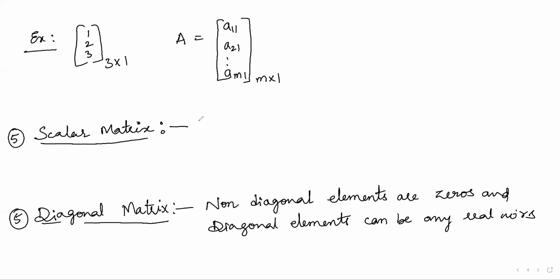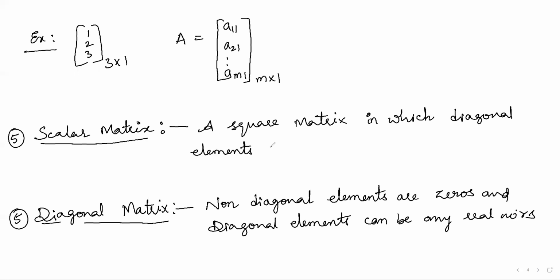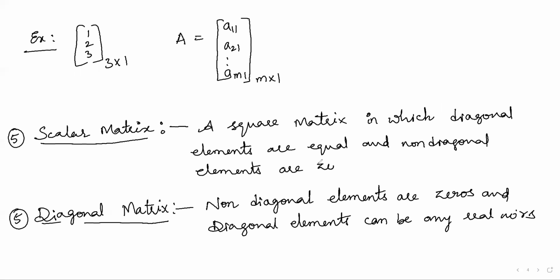Now, scalar matrix. What does scalar matrix mean? A scalar matrix is a square matrix in which the diagonal elements are equal and the non-diagonal elements are zeros.